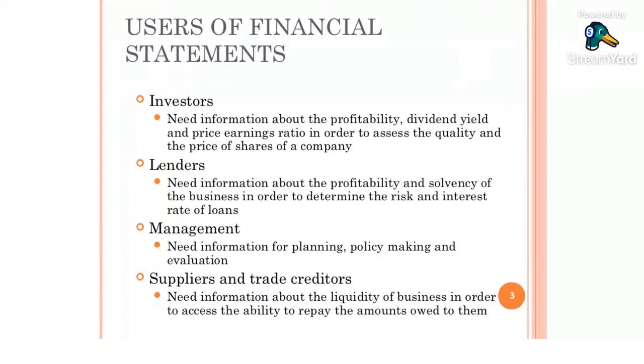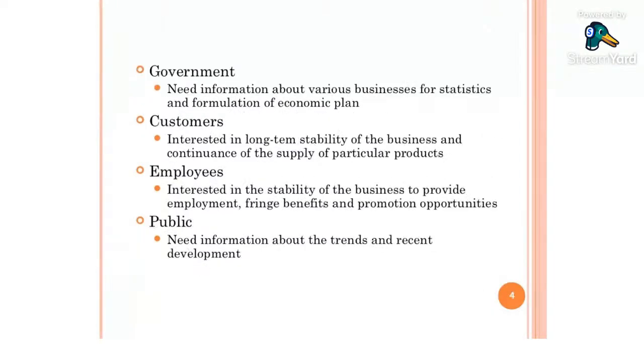Second is lenders. So lenders need information about the profitability and solvency of the business in order to determine the risk and interest rate of loans. So for example, the lender is interested in the company's viability or resilience in terms of paying out its loans, di ba? Management, it needs information for planning, policy making, and evaluation. And lastly, suppliers and trade creditors, they need information about the liquidity of the business in order to assess the ability to repay the amounts owed to them.